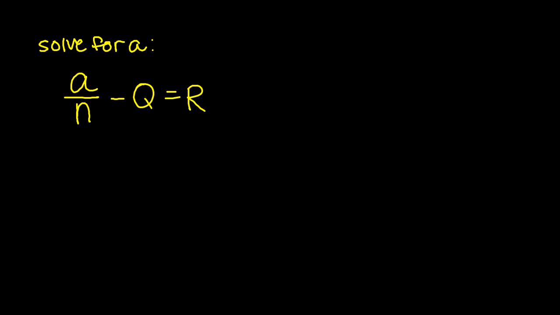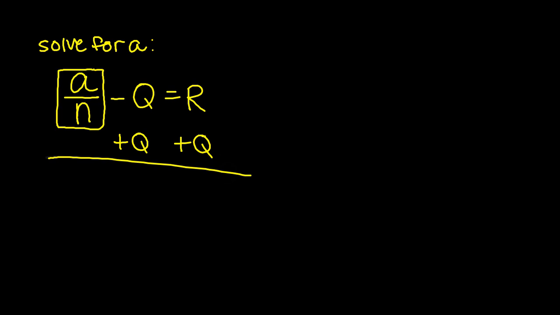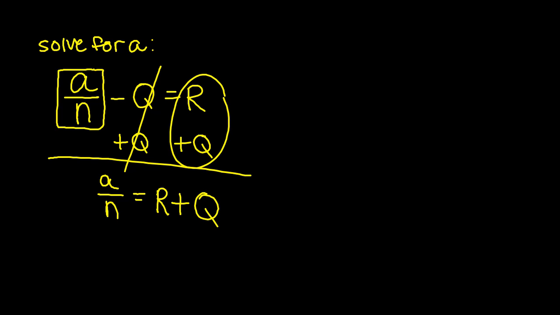So the first thing I'm going to do, I need to get this a over n by itself, so I've got to get rid of the minus q. And how do you think I'm going to get rid of a minus q? Right, so I'm going to add q to both sides. And a minus q and a plus q are going to cancel each other out. I'm going to bring my a over n straight down, and I'm going to say that's equal to r plus q.